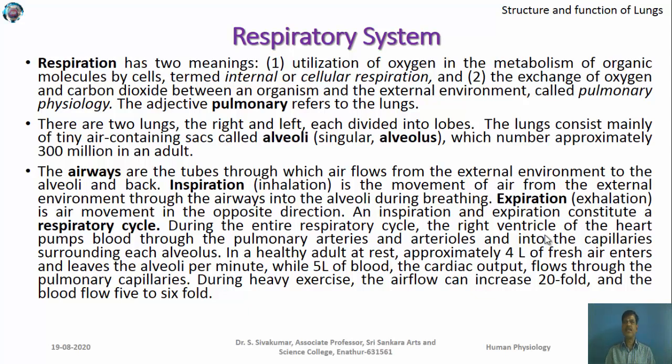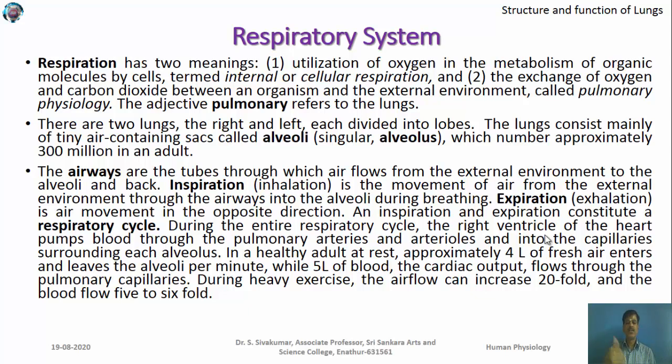In a healthy adult at resting state, about 4 liters of fresh air reaches the alveoli per minute. Similarly, about 5 liters of blood flows through the lungs per minute. When you are doing exercise or vigorous work, the air flow to the lungs increases around 20-fold, whereas the blood flow to the lungs increases around 5 to 6-fold.